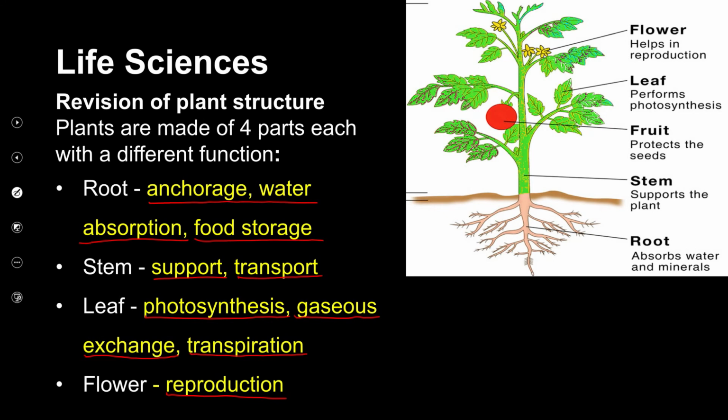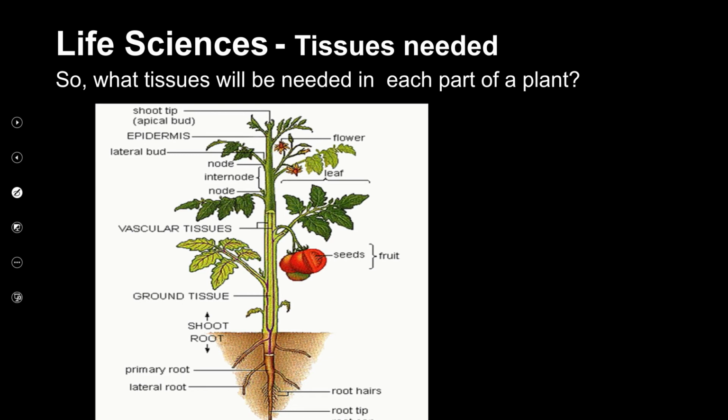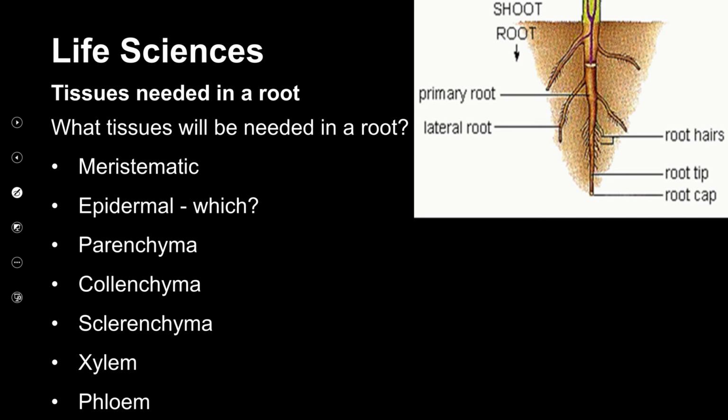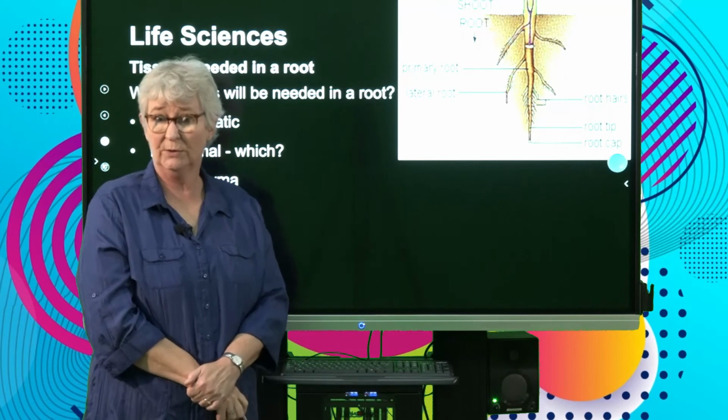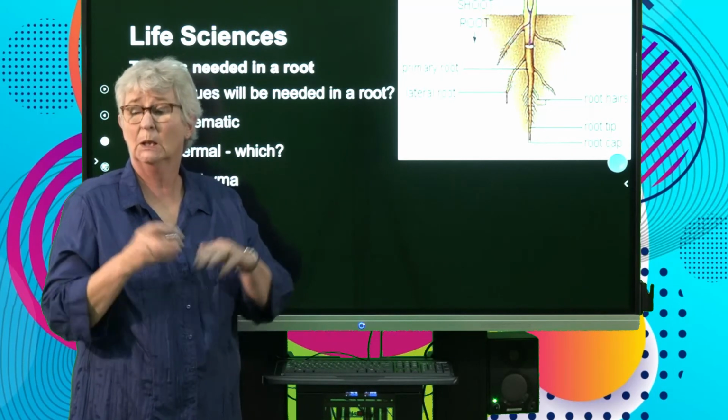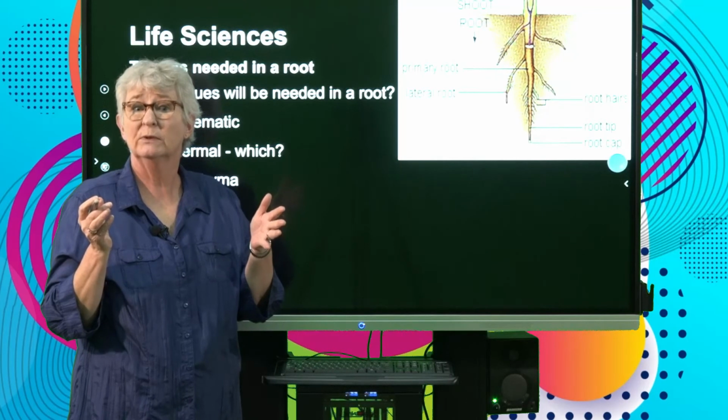So what we need to do is we need to say, okay, this is what a plant looks like. What tissues would we necessarily find in each part of the plant? Remember, we've done tissues. We know what they do. So the next thing is we're going to look at, well, let's link what we know tissues do with what the function of the different parts of the plant are. So I'll give you a minute or so to think of, well, a root, what will it need?